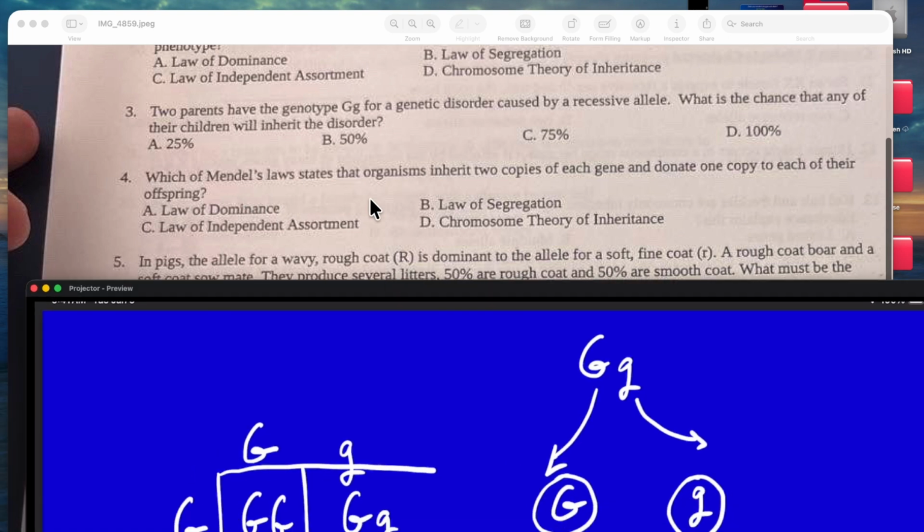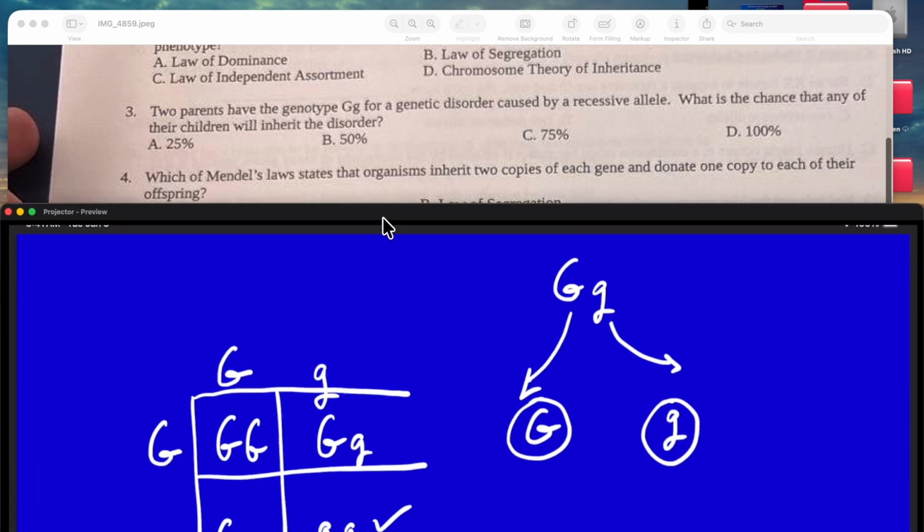Question four, which of Mendel's laws states that an organism inherits two copies of a gene and donates one copy of each to its offspring? Okay, here we're talking about the law of segregation that we just reviewed. Here's the organism with two copies of a gene, two alleles. However, when it talks about donating one copy of each, they're talking about the gametes. And it is only going to be one allele per gamete for any given trait.